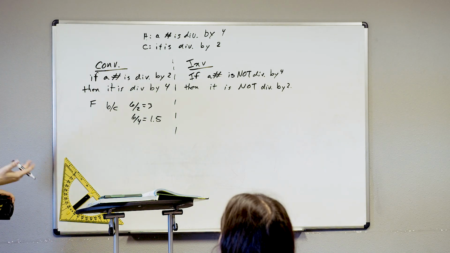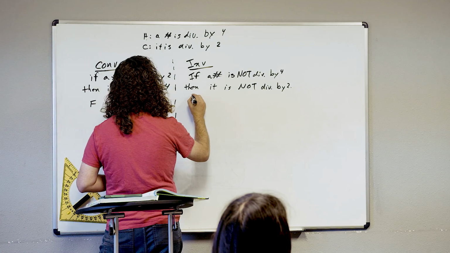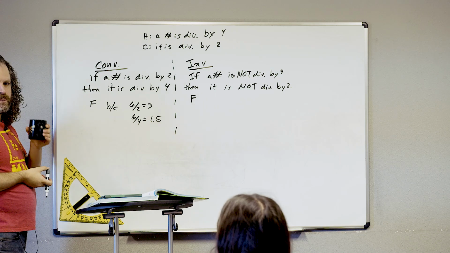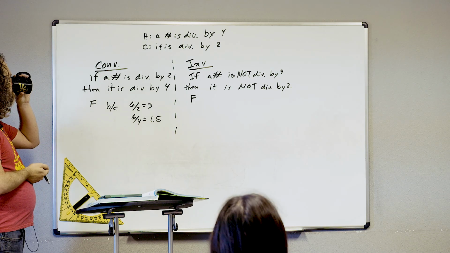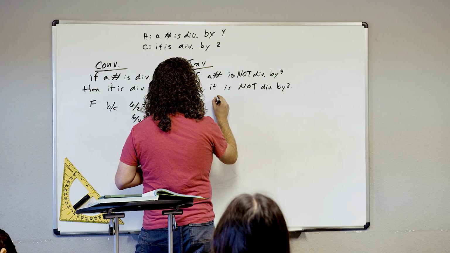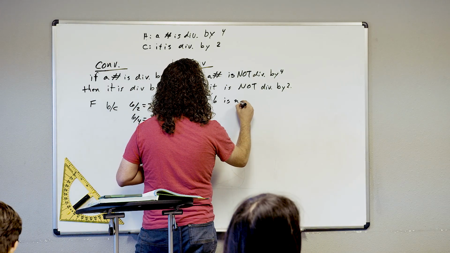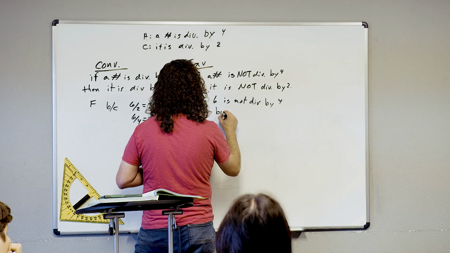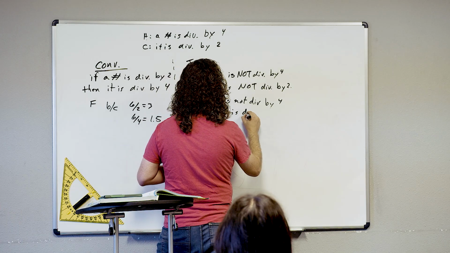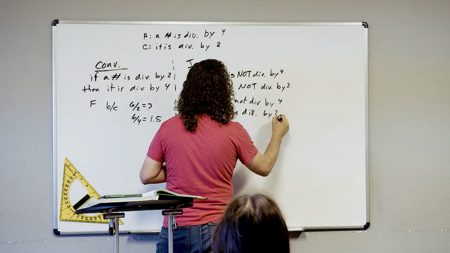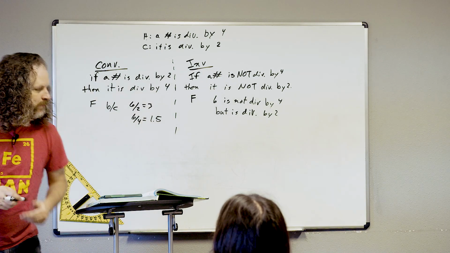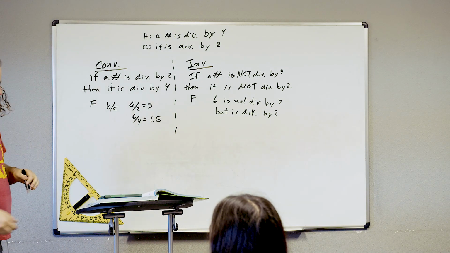Okay, it's false. So we need to provide a counterexample that lets us prove that it's false. Because 6 is divisible by 2, but 4 isn't. So 6 is not divisible by 4, but is divisible by 2. Basically, any even number that's not divisible by 4 disproves this statement, right? So we could pick 10 if you wanted to, or a whole bunch of other options.